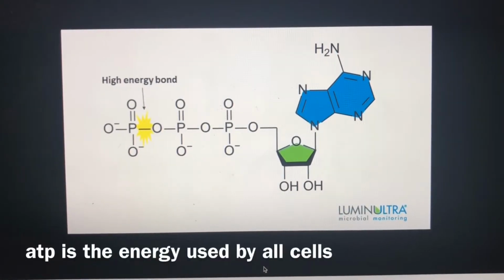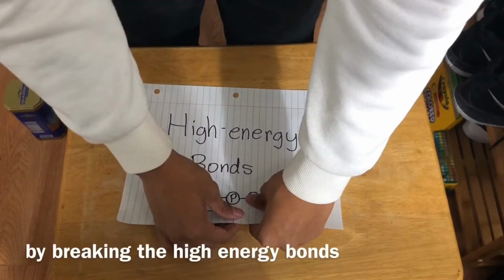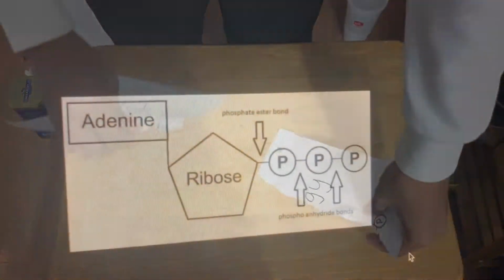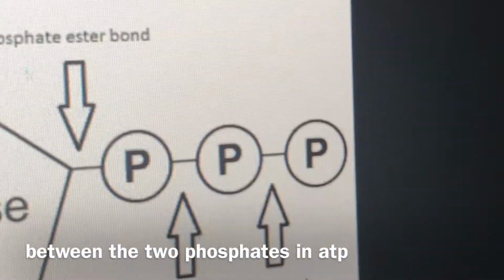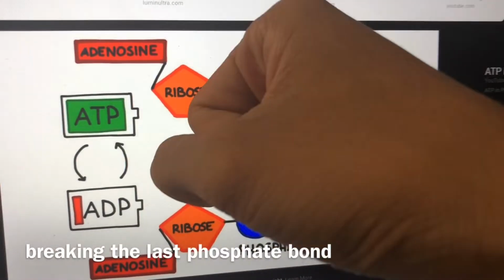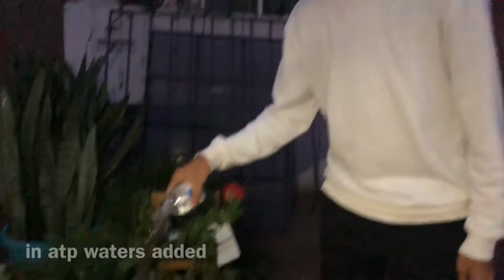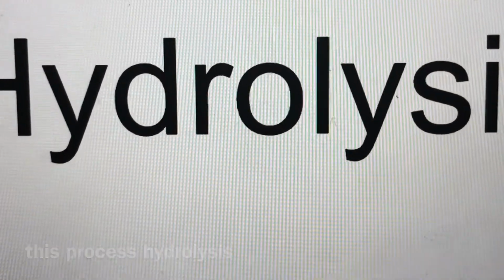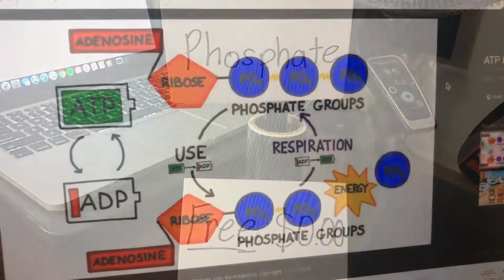Cellular respiration. ATP is the energy used by all cells by breaking the high energy bonds between the 2 phosphates in ATP. Easier said than done. Breaking the last phosphate bond in ATP, water is added. This process is hydrolysis, the free phosphate forms when you break the last bond.